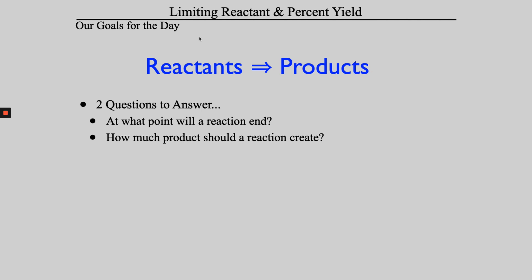And this is also the calculation that we're going to do in lab on Wednesday. So again, first, when do reactions stop? And then second, how much product should we make? So guys, this is where you want to pick up taking notes as we talk about what are called limiting reactants.